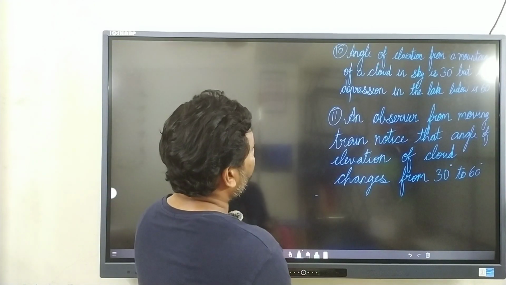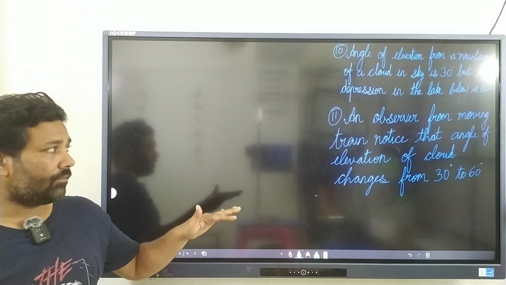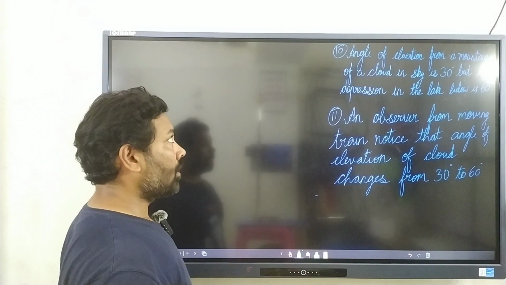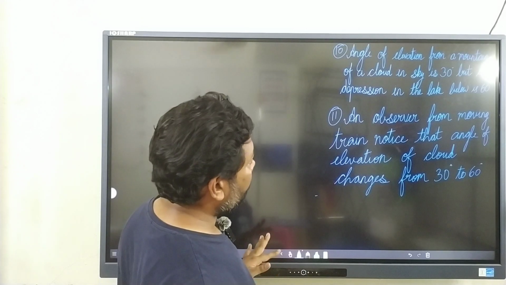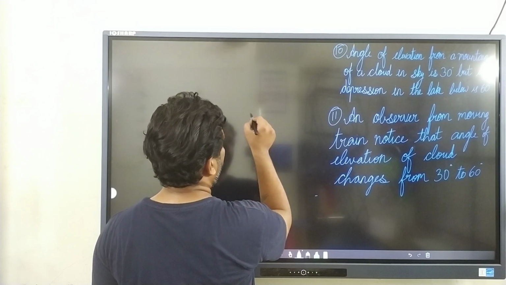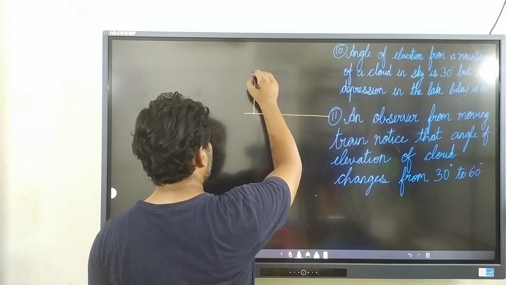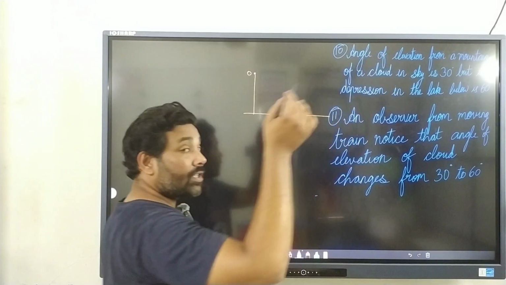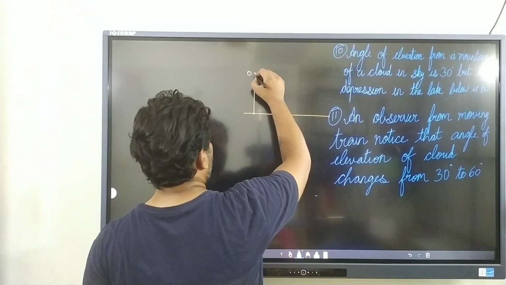Next we have angle of elevation. Stop the video and try yourself, right? Then you can continue the video for the explanation. Angle of elevation from a mountain of a cloud. So we are on a mountain, right? Let's say here we have a mountain and we are on the top of the mountain. Angle of elevation they have said. So we are on the mountain, and elevation of a cloud.